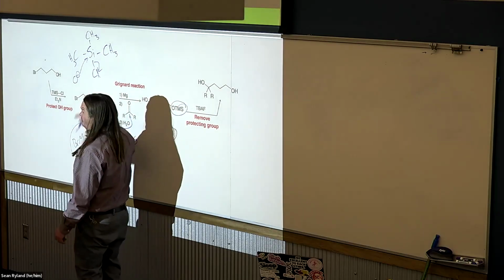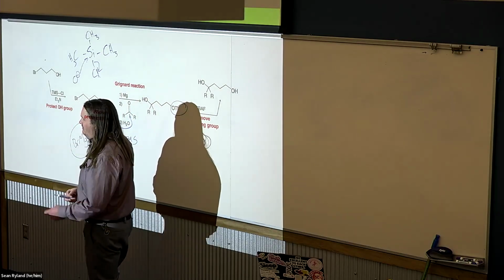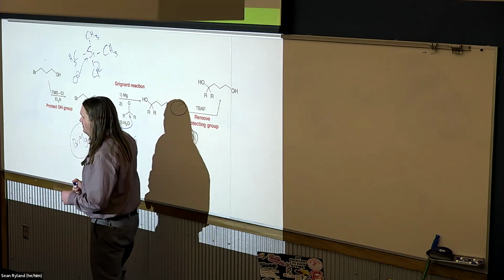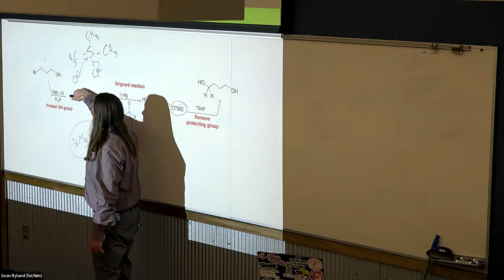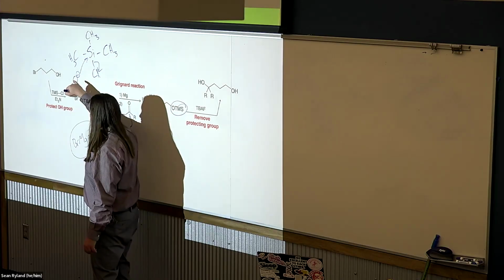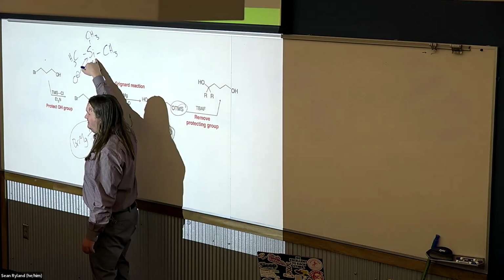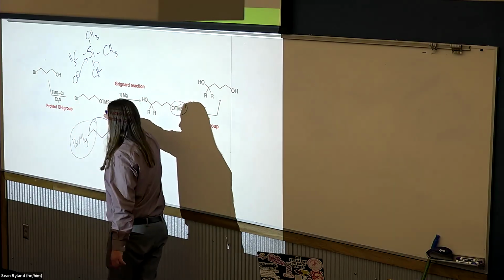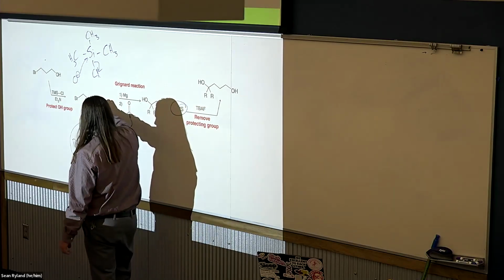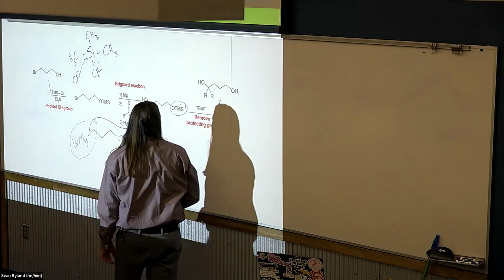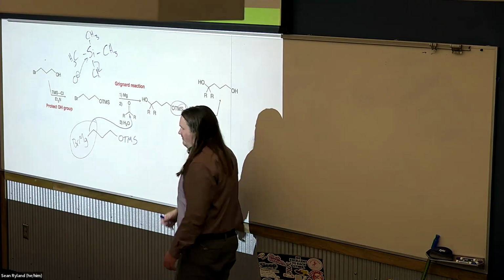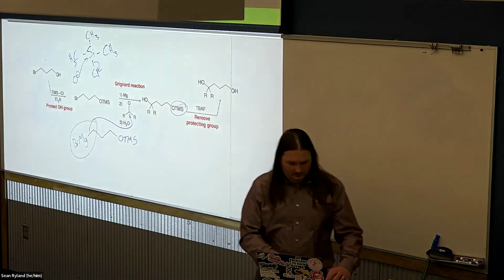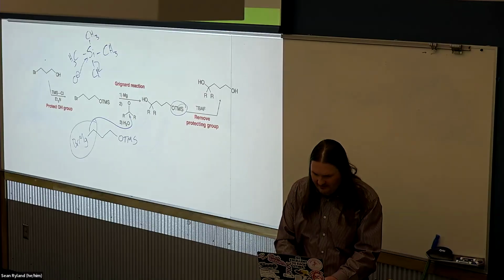And this is all super unreactive. Basically, make it less reactive. Instead of putting an oxygen in between two carbons, put an oxygen in between a carbon and a silicon, that makes it even less reactive. So now we've got this big group here that's just going to sit there and not do anything. And then we have a way of removing it with this TBAF.